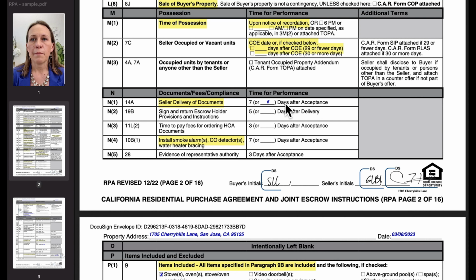Now again, more timelines of the seller delivering documents if they haven't done that, as well as details such as smoke detectors and carbon monoxide detectors, which need to be in place for an appraisal. So if you're getting a loan, you need to make sure the seller is abiding by these pretty quickly, usually within 3 or 4 days. So I would shorten this timeline.